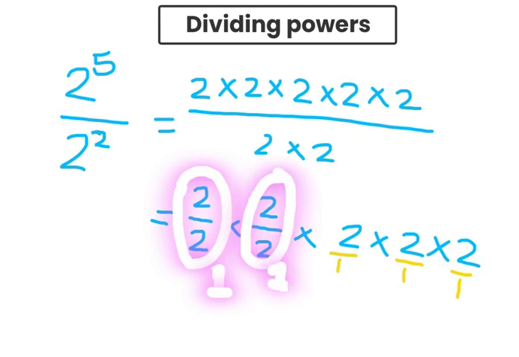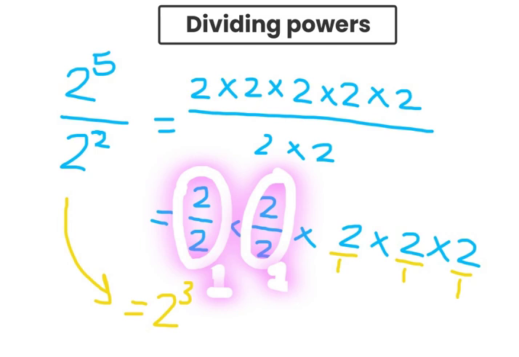So effectively what you're left with is 1 times 1 times 2 times 2 times 2. And so your answer there is 2 to the power of 3, right? So 2 to the power of 5 divided by 2 to the power of 2 gives you 2 to the power of 3. So what's happened is that this 2 has cancelled with the 2 over there, this 2 has cancelled with the 2 over there, and all I'm left with now is 2 to the power of 3.